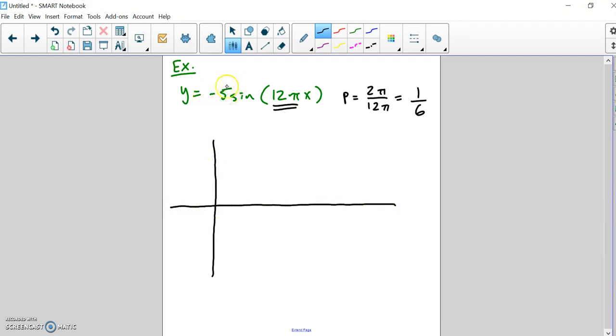If you want to, you can go ahead and mark the amplitude right off the bat. The amplitude is -5 here, which means the top value is going to be 5, the bottom value is going to be -5. Okay, and my period is going to start at 0, and it's going to end over here at 1/6, and we're cutting this into 4 equal parts.